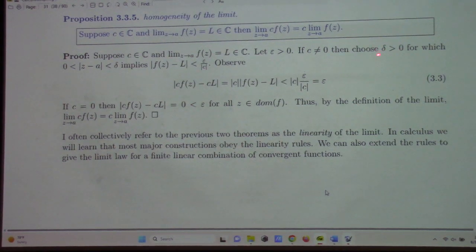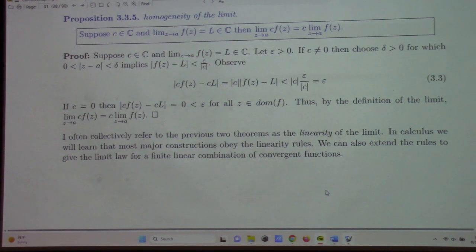Oh, yeah, duh. I chose delta such that I get the difference of f of z and L is less than epsilon over the modulus of c, right? Notice that if c is equal to 0, the theorem's true, so that's a separate case. So either it's non-zero and I can do this, or it's 0, I can do that. Either way, you can pull a constant out of the limit.